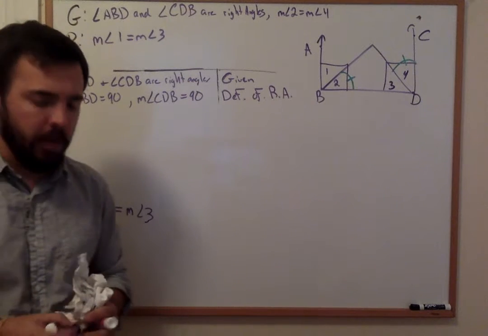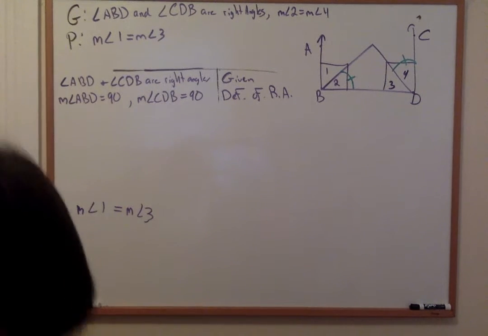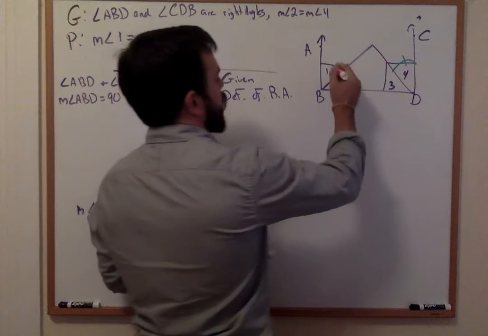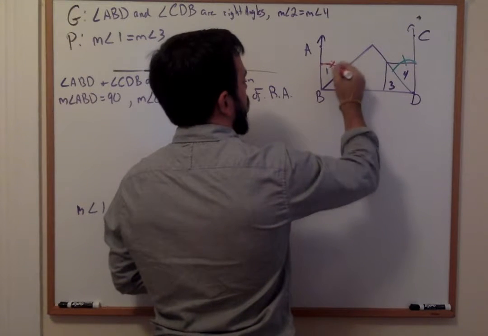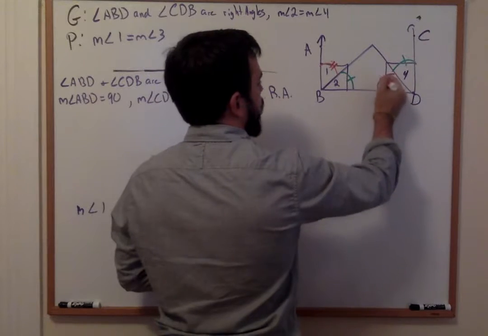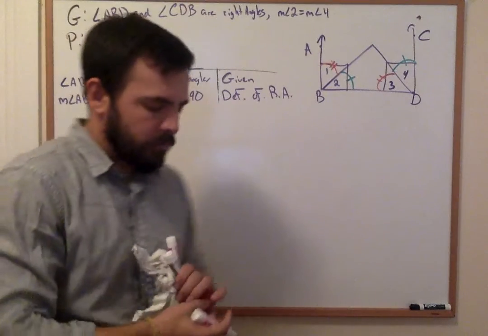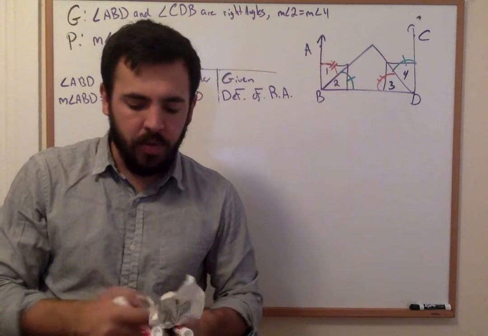Now let's go to our diagram. Okay, let's see what we're working with. Okay, we need to show that 1 and 3 are equal. We need to show that this angle here and this angle here are the same.